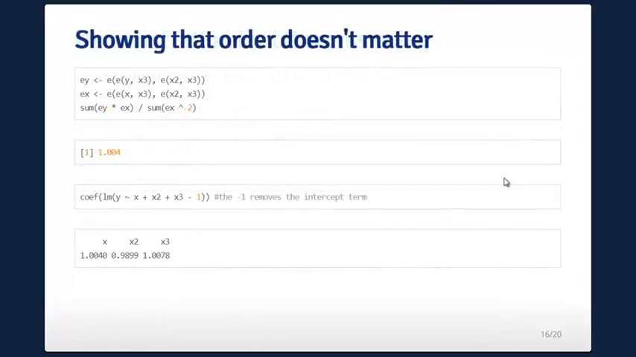I just want to show quickly that order doesn't matter. So here I reverse the order here and look at how I define these EX and EY. Look at how I defined it now. I do X3 first and then take the residuals again, and I get 1.04 again. Okay.